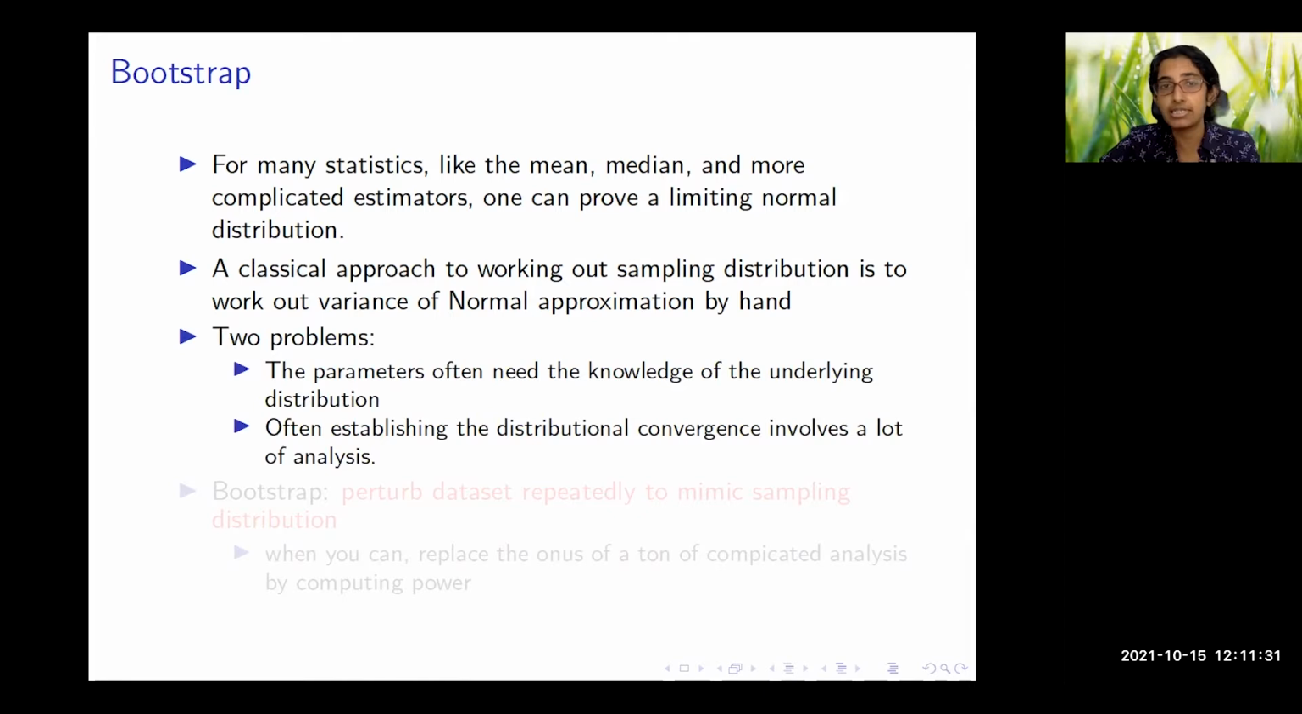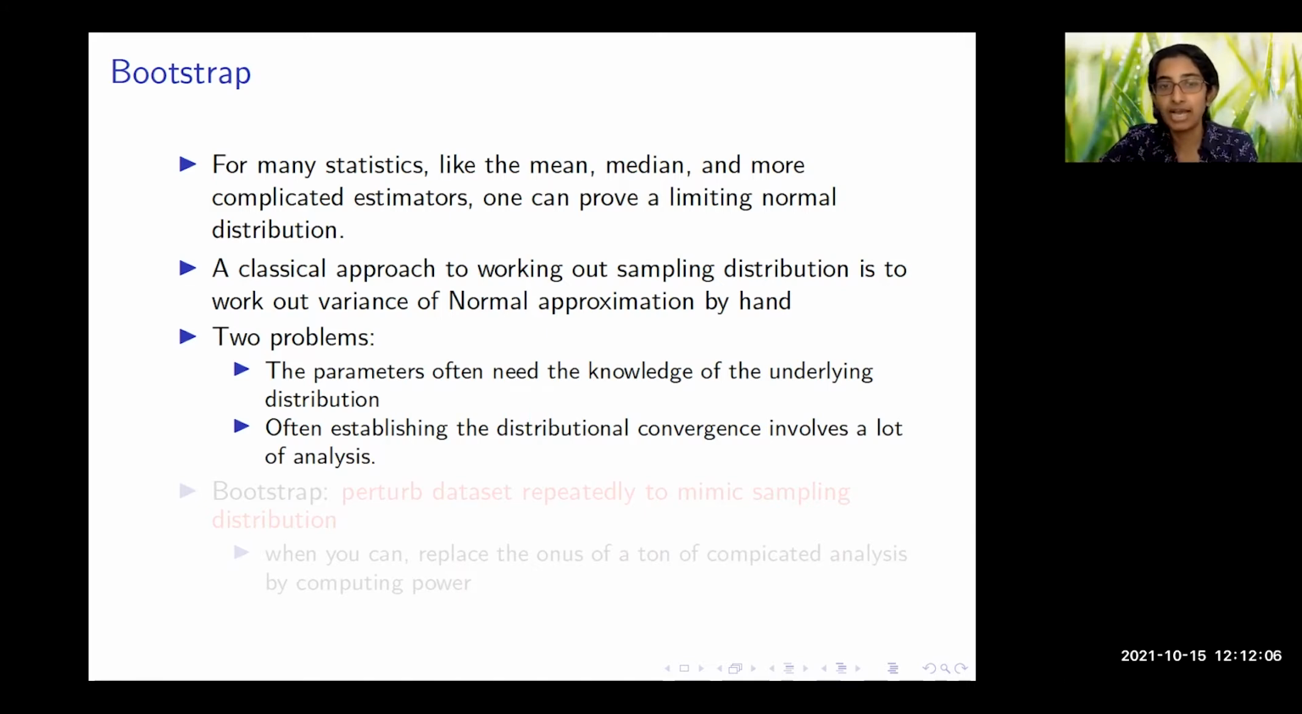The issue with this is, number one, these parameters will often need the knowledge of the underlying distribution. For example, if I do the sample mean, we know that the variance of the limiting normal has a sigma square in it. But you can estimate it just by looking at the sample variance. But when you think about the median, the limiting normal has something about the underlying density. So you need to do a density estimation or something like that. And also, needless to say, establishing the distributional convergence involves a lot of analysis.